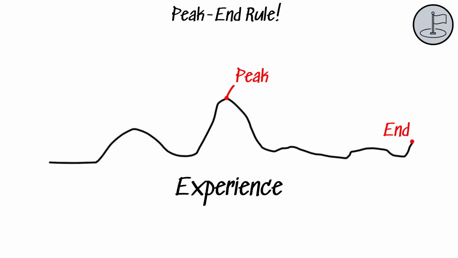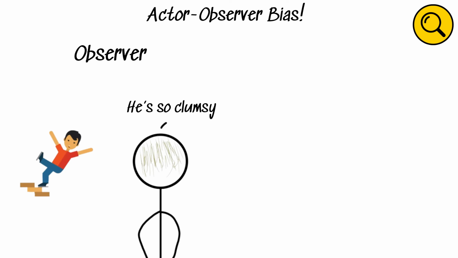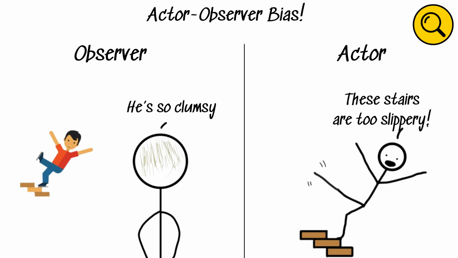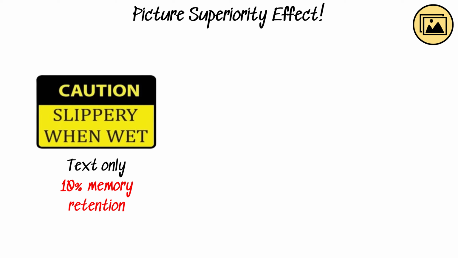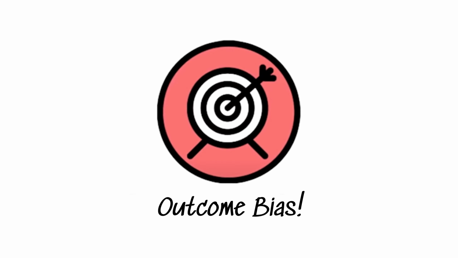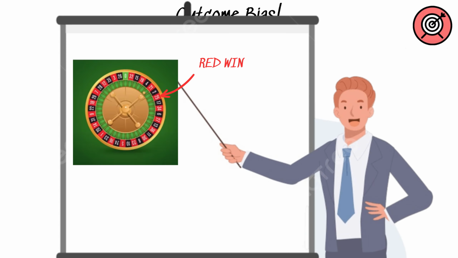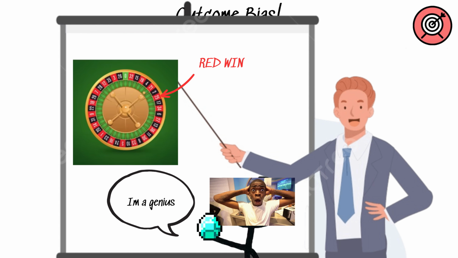and concluding moments. Actor-observer bias, overemphasizing personality traits to explain others' actions, while attributing one's own behavior primarily to situational factors. Picture superiority effect. The phenomenon where concepts retained through visual images are more readily recalled than those learned through textual information. Outcome bias. Judging decisions based on their eventual outcomes rather than their quality at the time they were made.